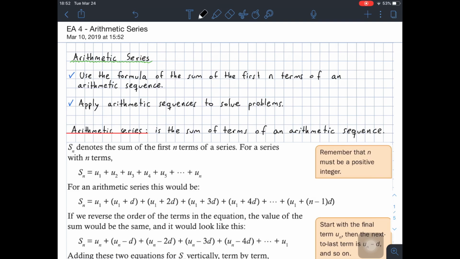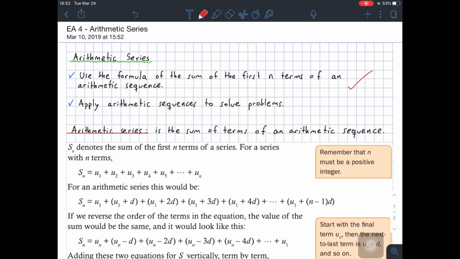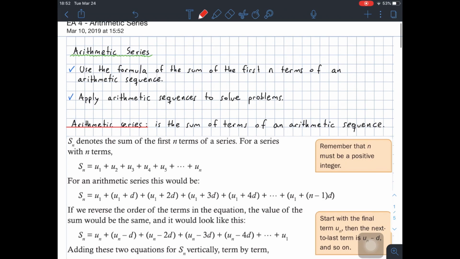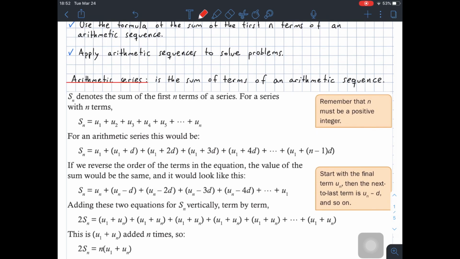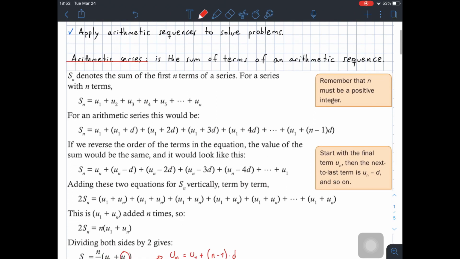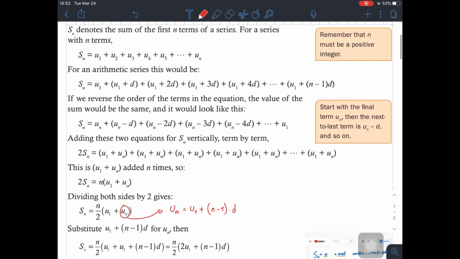So, the objectives for this class: the first one, use the formula of the sum of the first n terms of an arithmetic sequence. And number 2, apply the arithmetic sequences to solve problems. Okay, so the definition of an arithmetic series, as I already said, is the sum of the terms of an arithmetic sequence. So here's a demonstration of where the formula comes from.